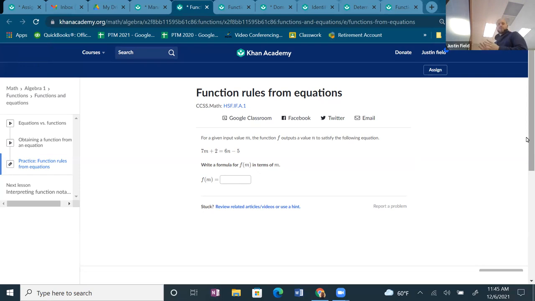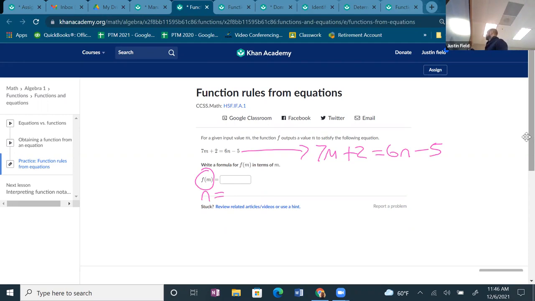We want to write the formula for this function in terms of n. Okay. So when we see this, if the function is f of m, then we can think of it as n equals, and then get everything over on the other side. That's all you gotta do. So I'm gonna rewrite it. And I'm gonna put my n on the left and everything else on the right.